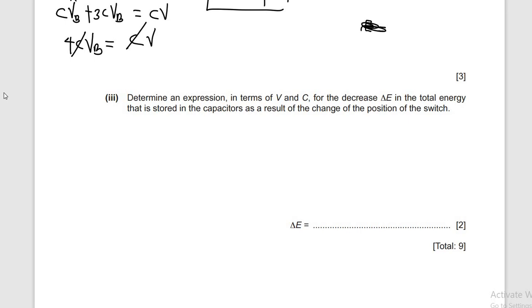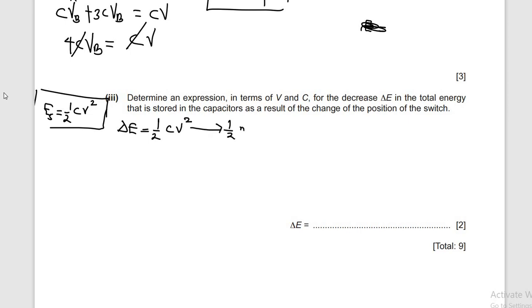Energy stored in the capacitor is half CV squared. Now, there will be a decrease. Initially, the energy stored in A is half CV squared. It will decrease to half something, which I don't know. Now, that's what we're looking for.